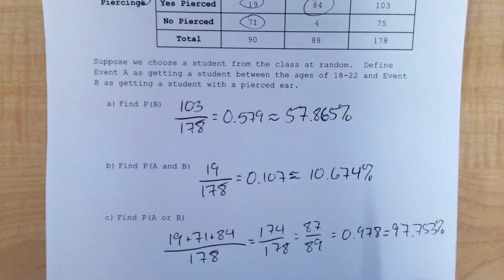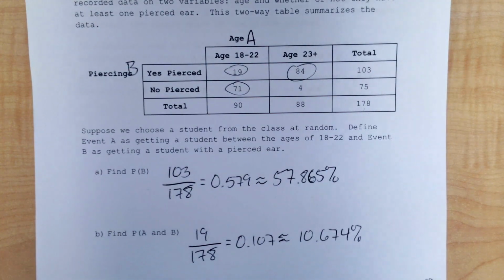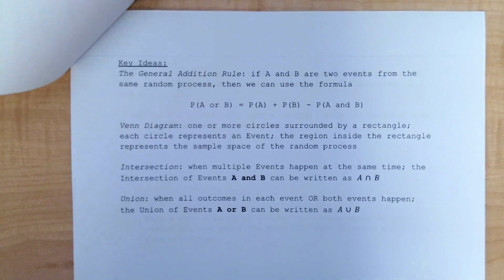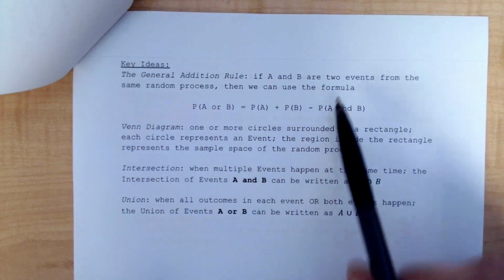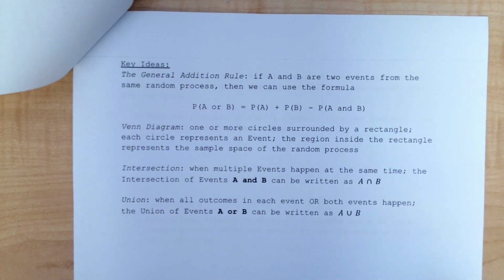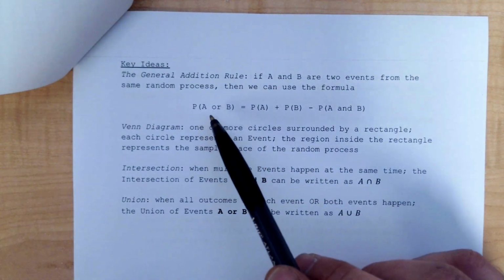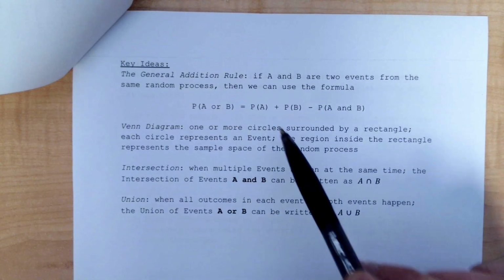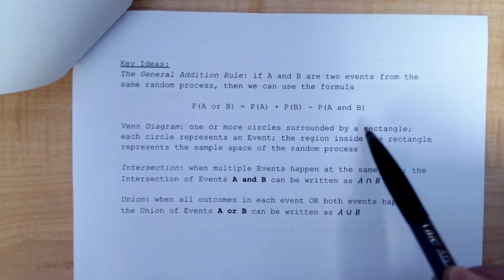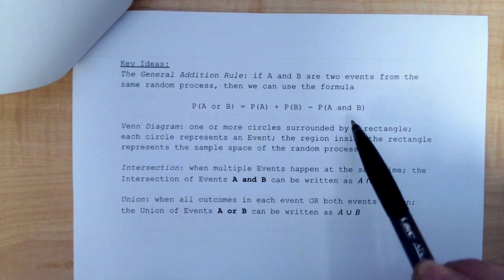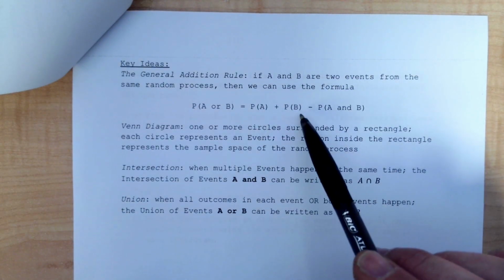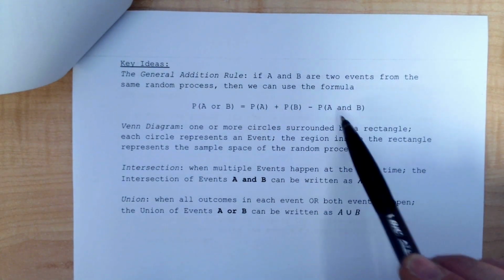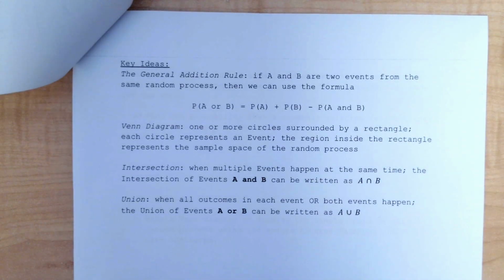Now, sometimes you have all of the information that's given to you. Sometimes you only have parts of it. So we're going to look at the general addition rule. If A and B are two events from the same random process, you could use the formula. The probability of A or B would be the probability of A plus the probability of B minus the probability of both, since both will show up in both A and B, so you don't want to count it twice, so we subtract it once.